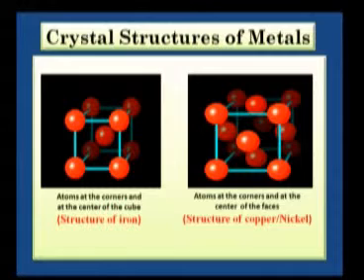I now show the crystal structures of some of the metals. In the earlier lecture, I was discussing cubic lattices. Now, what are the 3 cubic lattices? It is simple cubic, body centered cubic and face centered cubic.